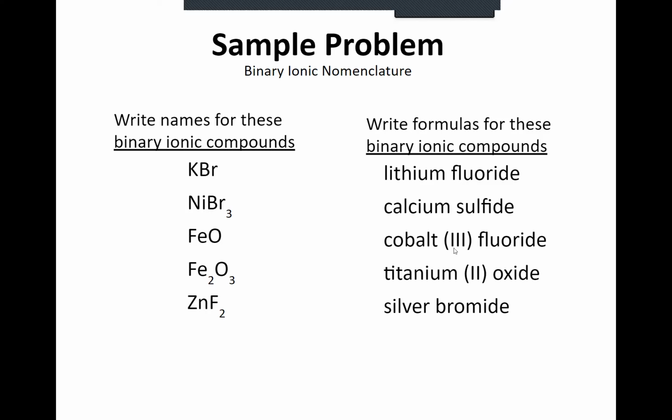Next one, cobalt Roman numeral 3 fluoride. Now, why did they need to put the Roman numeral 3? If you look to find cobalt on your periodic table, it's element number 27. It's at the top row of the transition metals. That means that column does not have a stable charge that you can just look up. So they had to have told you that its charge is 3. The Roman numeral 3 tells you the size of the charge of the positive ion.